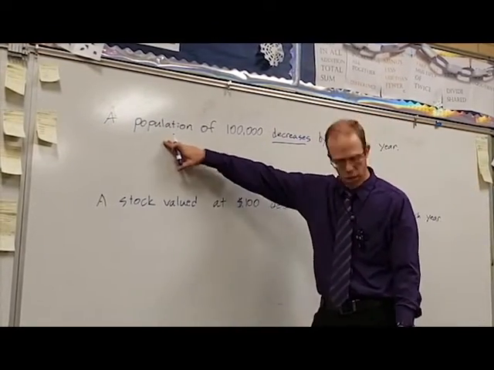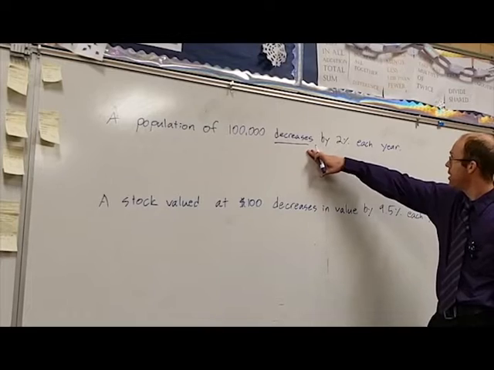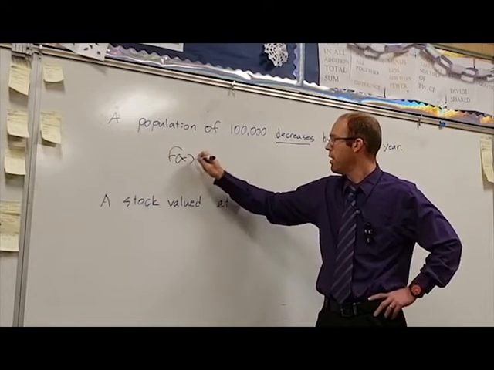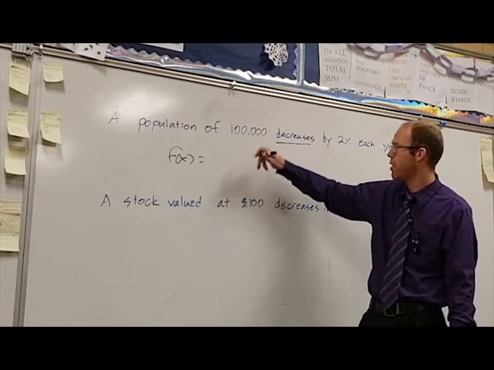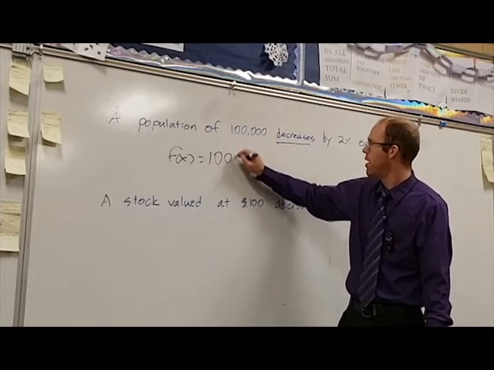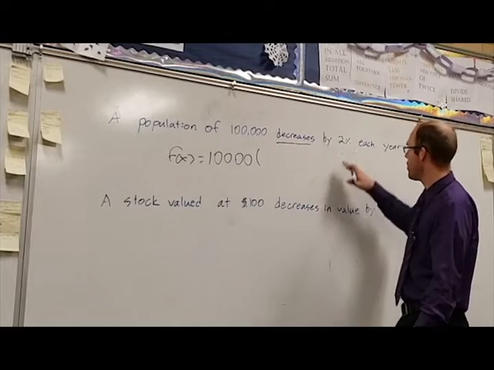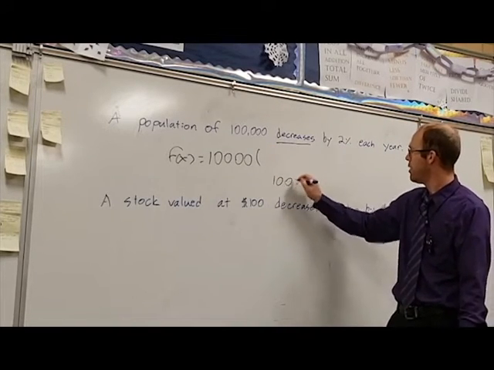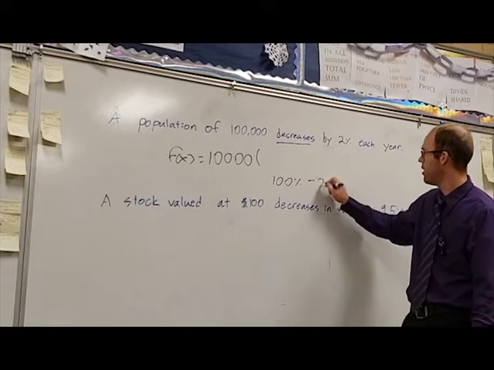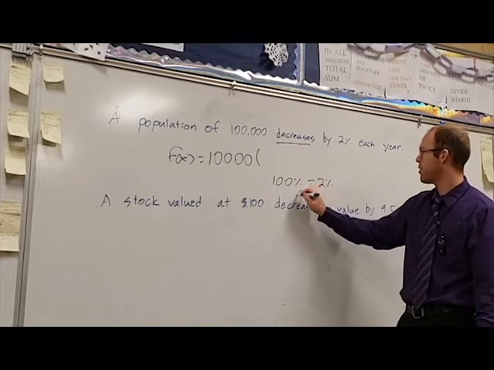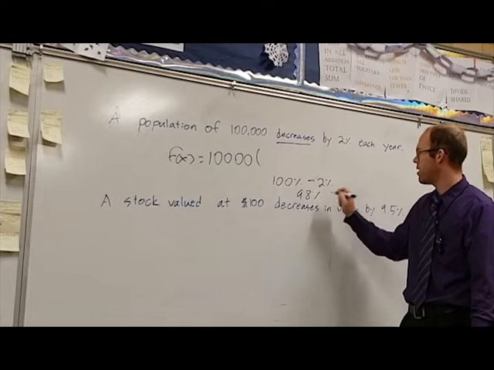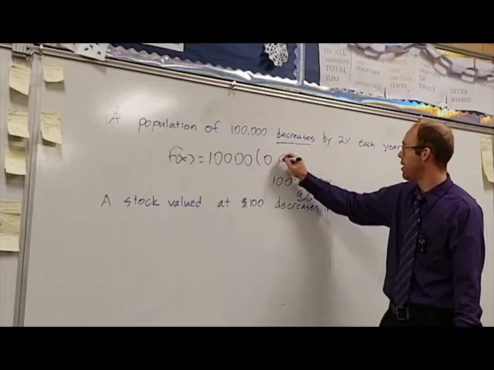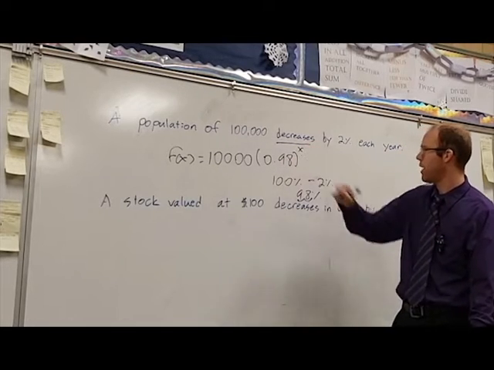All right, our population of 100,000 decreases by 2% each year. So we have f of x equals, again, our initial value, 100,000, times, let's figure out what our multiple is. Now, our 100% is decreasing, so subtract 2%, that puts us at a total of 98%. 98% written as a decimal is 0.98 to the power of x.